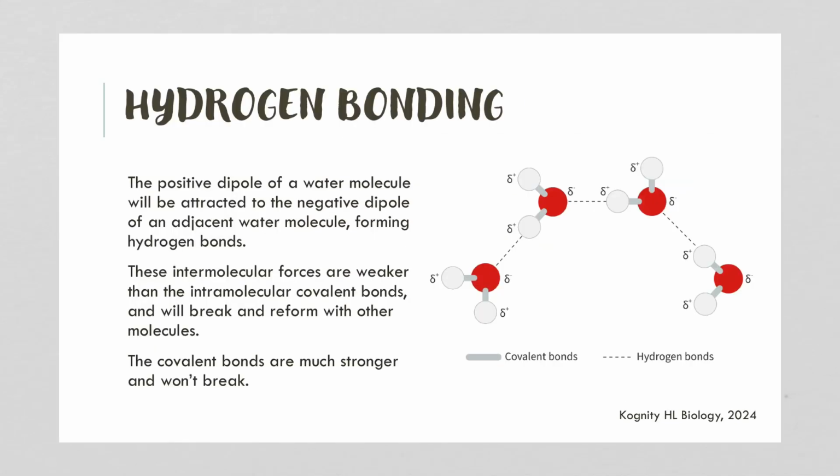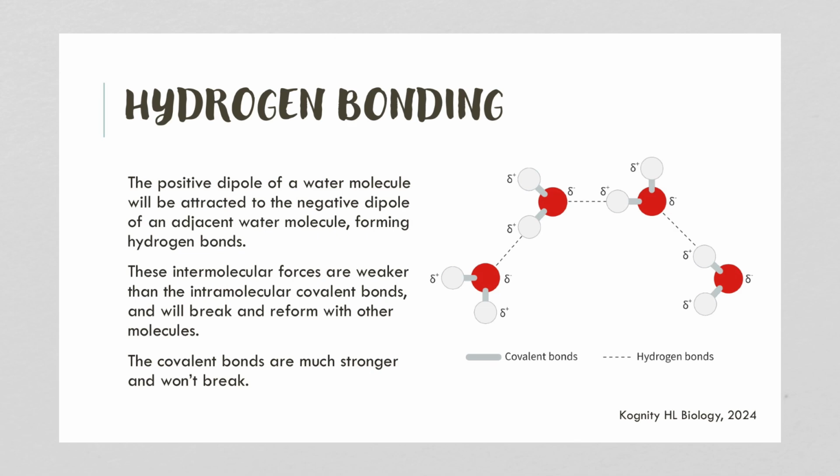So again, in grade 11 biology, you would have spent some time talking about hydrogen bonding. And that's when the positive dipole of a water molecule gets attracted to the negative dipole of an adjacent water molecule, forming hydrogen bonds. And these hydrogen bonds you would have learned about last year when you were learning about how the two strands of DNA hold together. But in terms of water, there's a strong hydrogen bonding happening between the hydrogens and the oxygens, those dipoles.